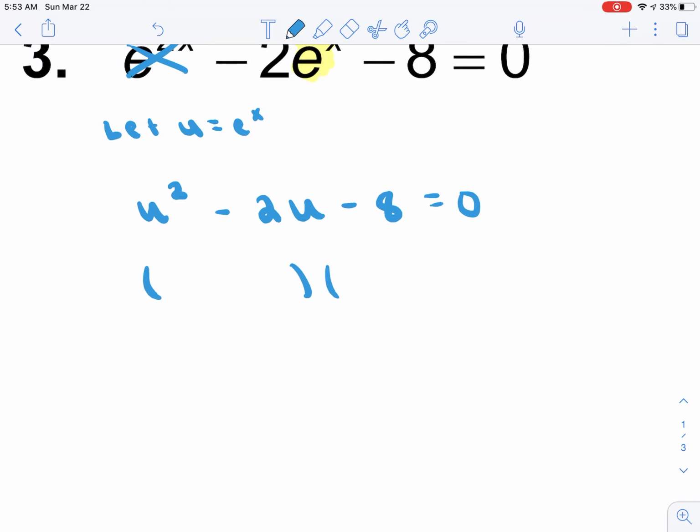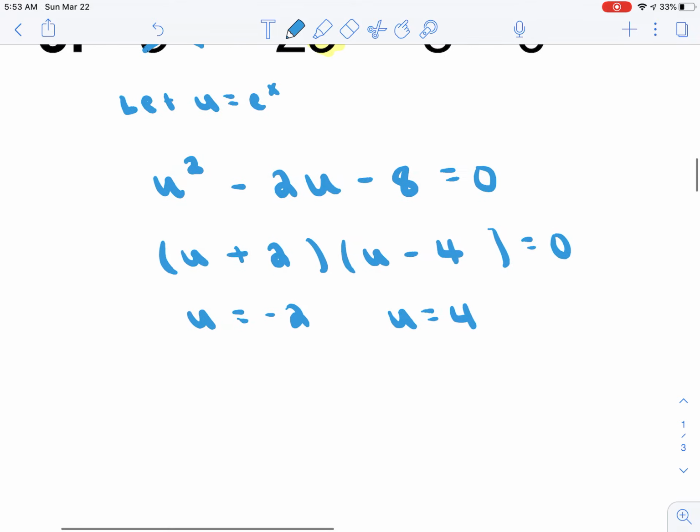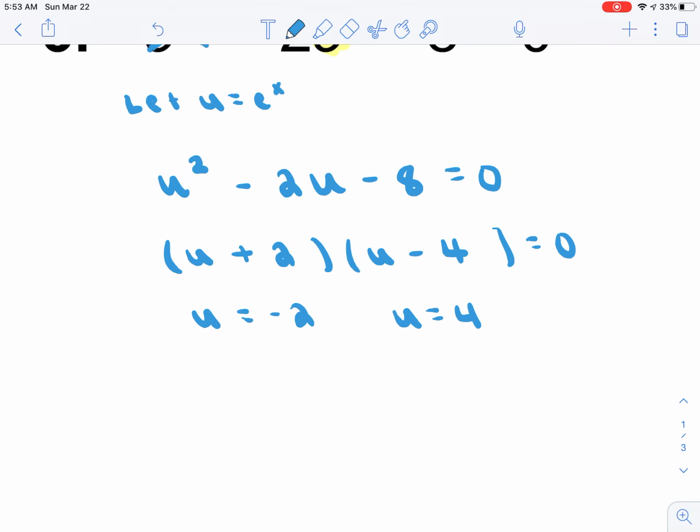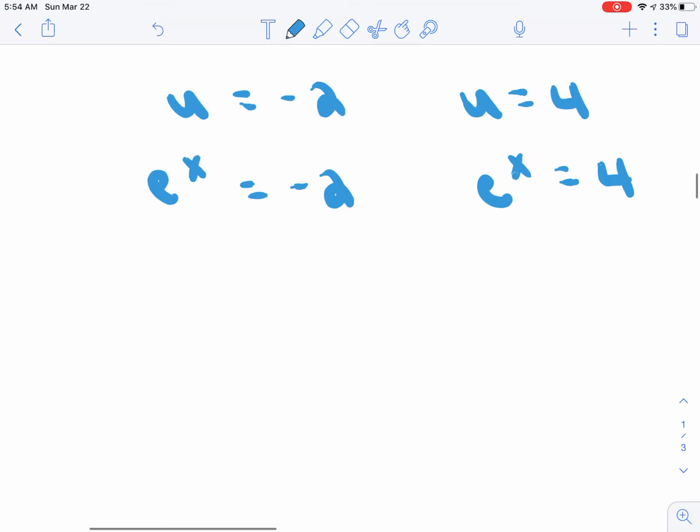Note that this right here would factor very nicely. And I would get u equals -2, u equals 4. However, it's not u. Remember, u is this e to the x. So really, we would have this. Now, again, we haven't solved for x. So just like in problem 2, you have to use this second bullet point. You can either take the log of both sides, or you can write this in log form.